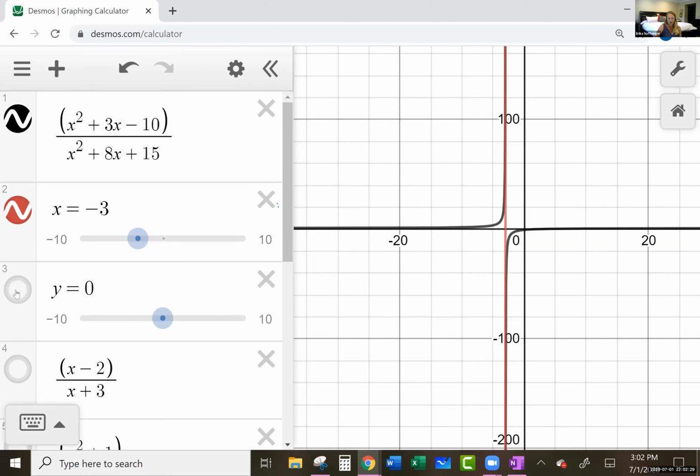We also found that it had a horizontal asymptote because they both had the same degree. And you can see that as x goes to negative infinity, our graph is getting closer and closer to y equals 0. Same thing as x goes to positive infinity, it's getting closer and closer to 0.